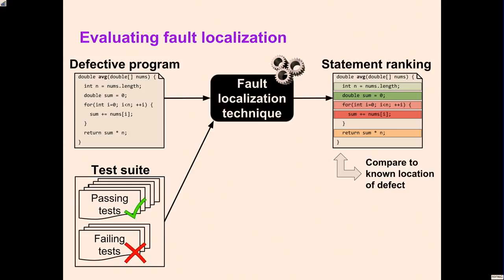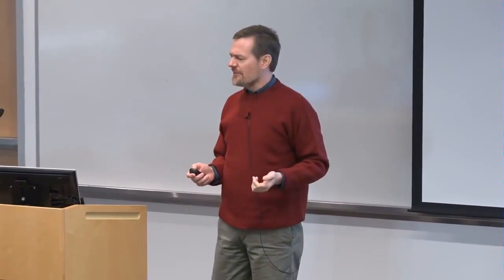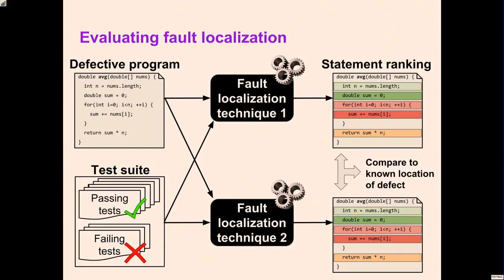So how do you know whether a fault localization technique is any good? Well, typically, the way we evaluate a fault localization technique is we compare it to the known location of the defect. You started with a defective program, and for evaluation purposes, you need to know where the defect was. More commonly, rather than comparing one technique in isolation, you want to compare two techniques to figure out which one is better than the others. Great. So that's how we evaluate fault localization.